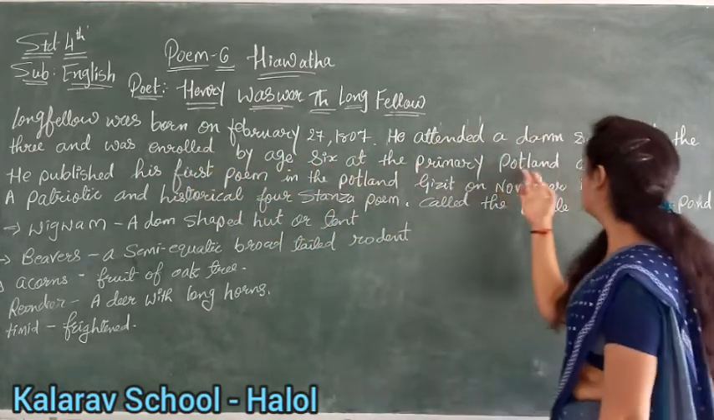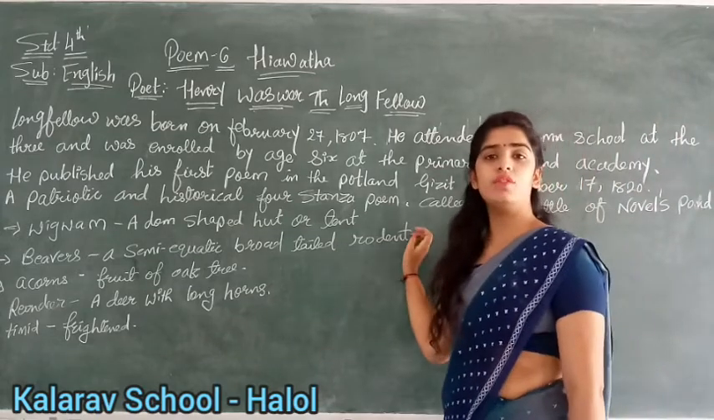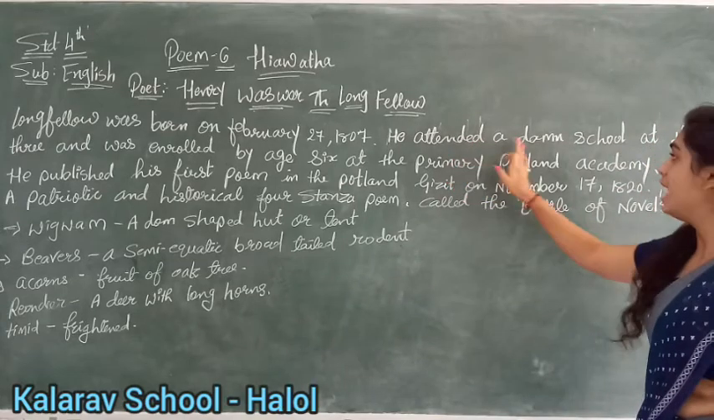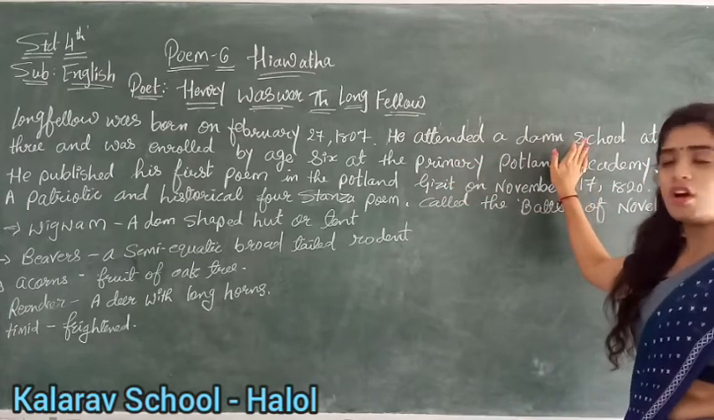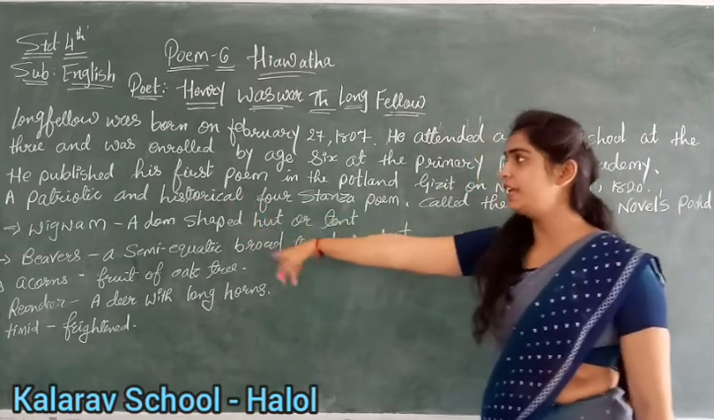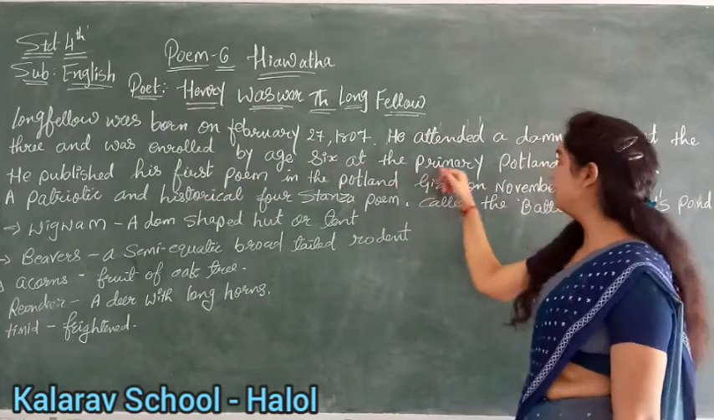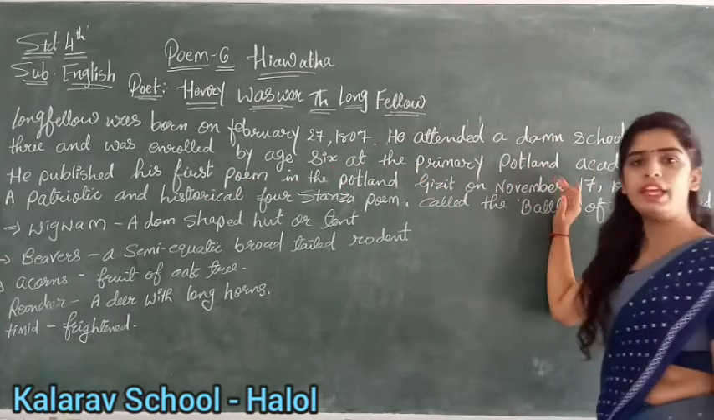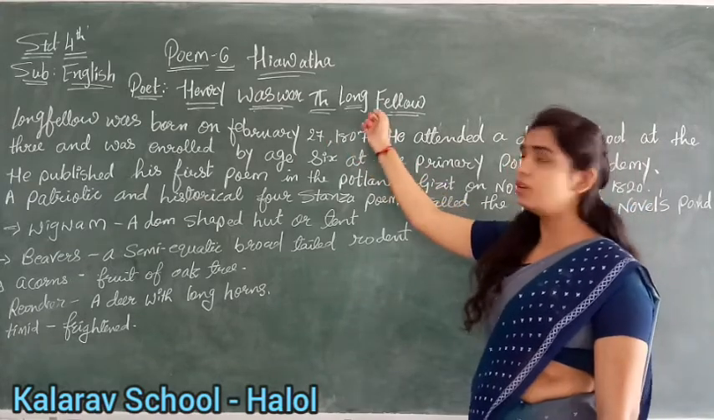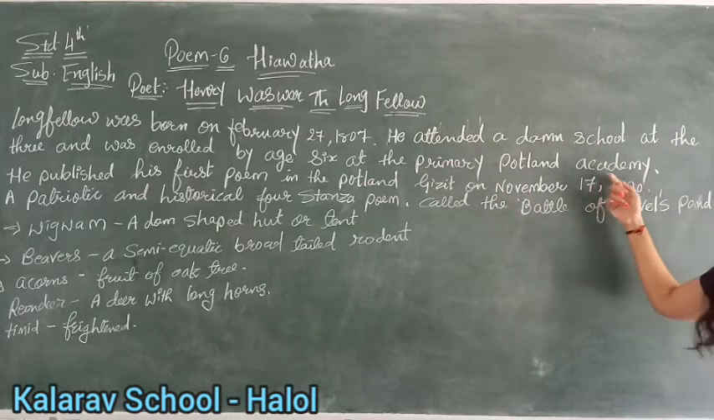at the primary Portland Academy. When he went to school first, at the age of 3, he attended a dame school. The school was a dame school at the age of 3 years, and then he was enrolled by age 6 at the primary Portland Academy. At the age of 6, where did Henry Wadsworth Longfellow go? He went to the primary Portland Academy.